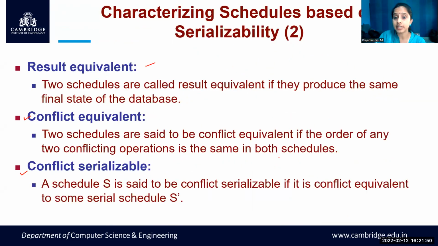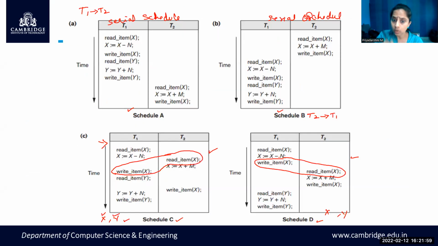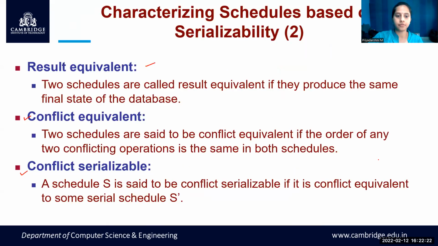So two schedules are said to be conflict equivalent if the order of any two conflicting operations is the same in both schedules. But here I think it is not the same, because here I have a read operation followed by write. So here I could see a read-write conflict, and here I could see a write-read conflict. So the order is not the same. Hence, I can't call them conflict equivalent. They are not equivalent in their conflicting operations. So that's conflict equivalent.